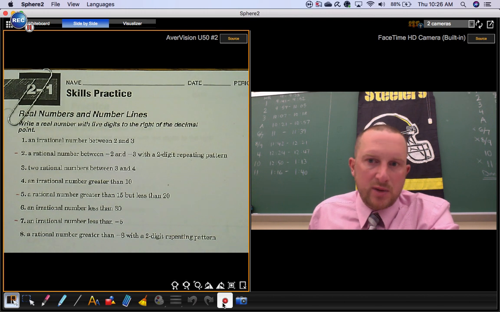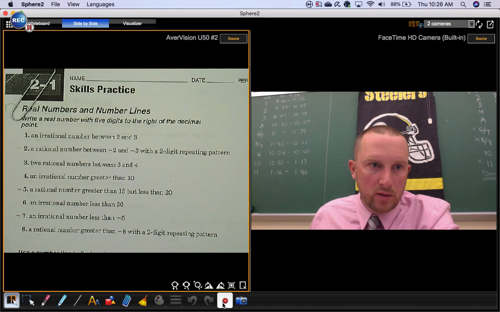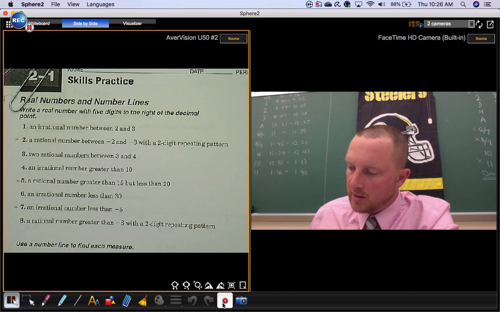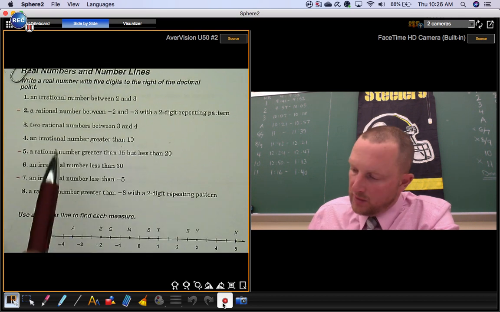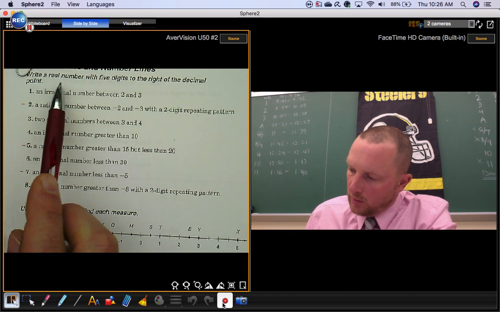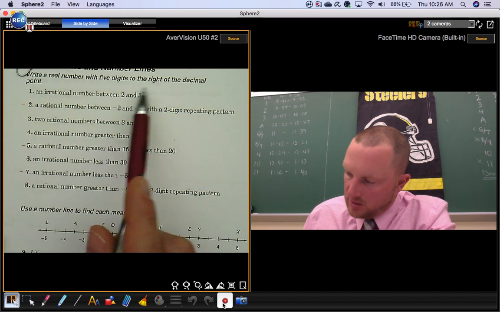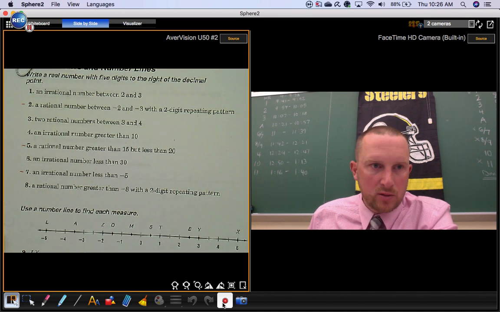The skills practice page for section 2.1, real numbers and number lines. We've done problems like this before. Write a real number with 5 digits to the right of the decimal point. So we'll just do a couple together. If you need more help on some specific ones, don't be afraid to ask.